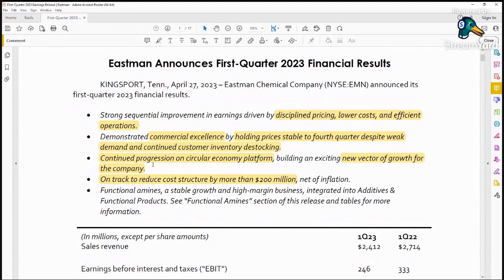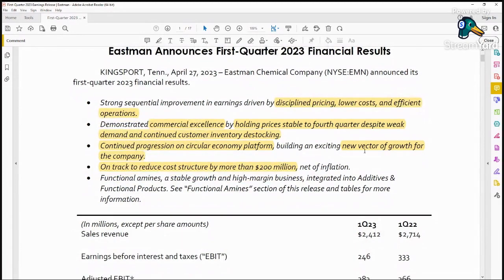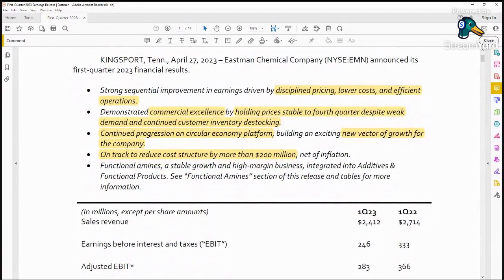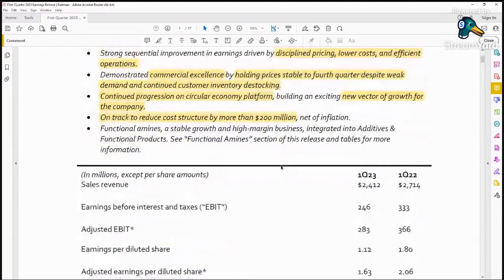So they're talking about how the supply chain has changed and their consumers are just holding less on their shelves, where they're moving more towards a just-in-time inventory rather than holding just-in-case. They saw continued progress on their circular economy platform, which is a new vector for growth for the company. That's something that we like to see. They're divesting a little bit, going in different directions that can help bring growth.